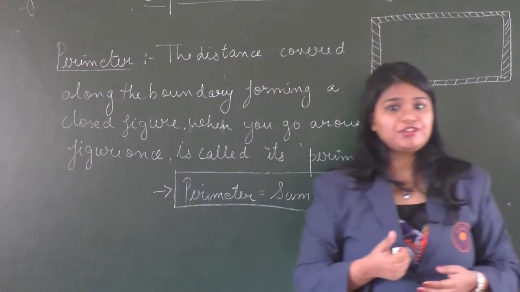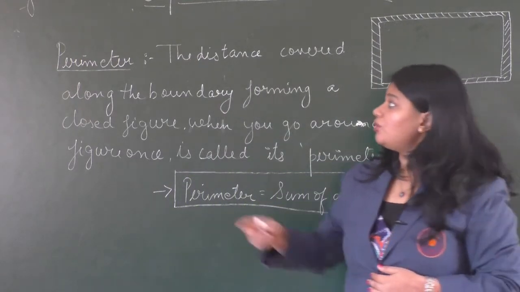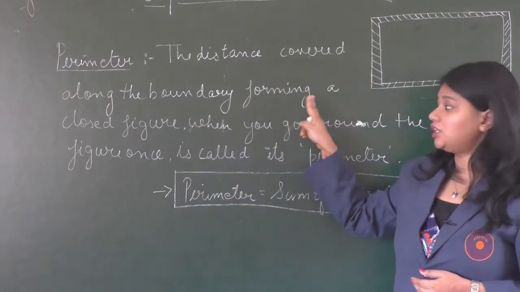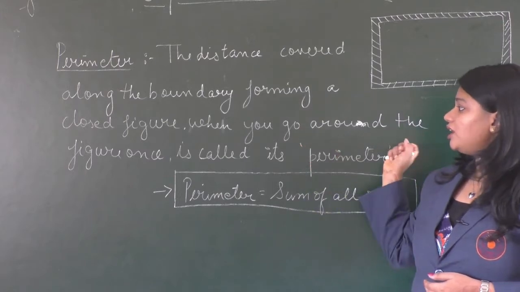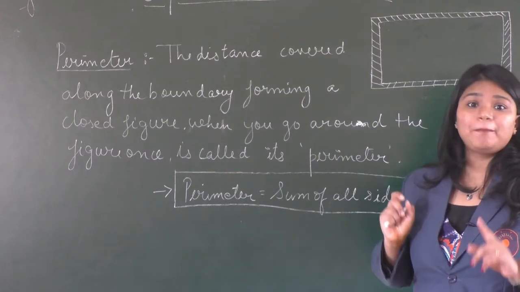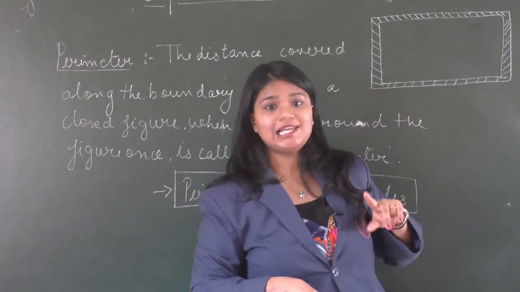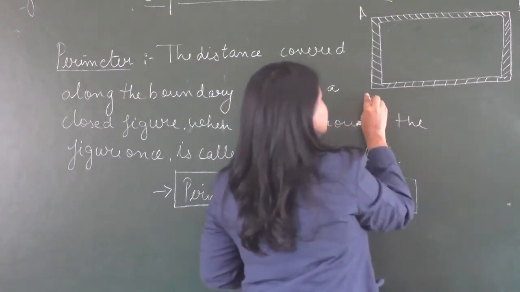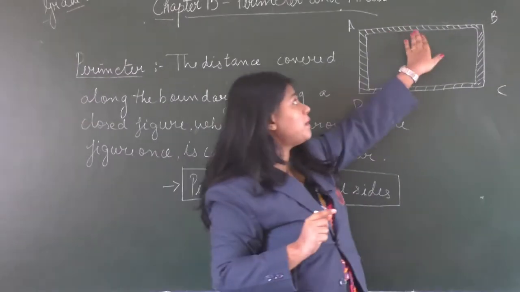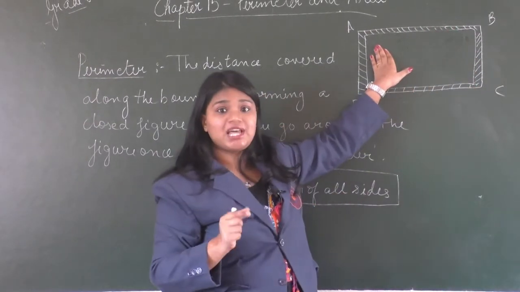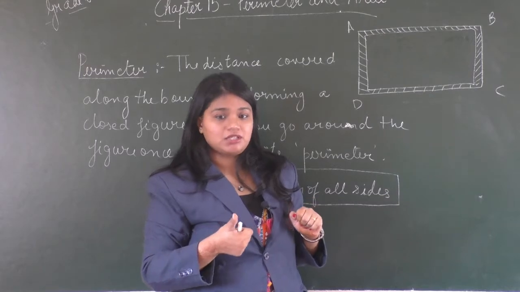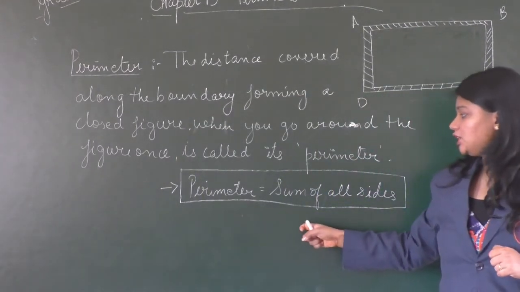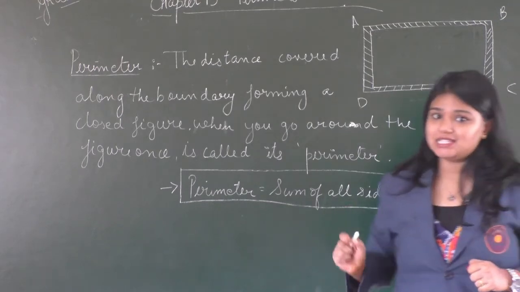Now let's look at the definition of perimeter. So what is perimeter? The distance covered along the boundary forming a closed figure when you go around the figure once is called perimeter. So here we have a figure. Let's name this figure A, B, C, D. So when I go along the boundary of A, B, C, D once, I'll calculate the perimeter. So what is the general formula for perimeter? Perimeter is equal to sum of all sides.